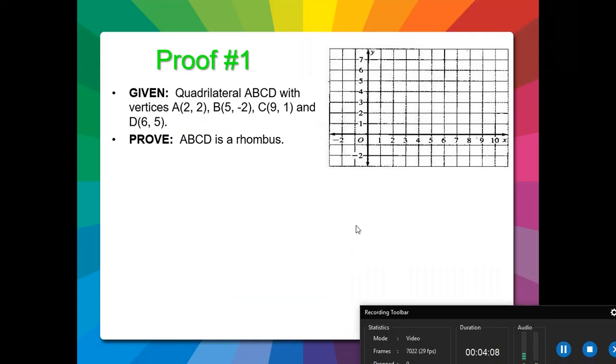In our first proof, we're given quadrilateral ABCD. They provide 4 vertices, so I think at this point it's helpful to graph those 4 points. Please use your straight edge, and you can pause the video if you want to get this graphed and labeled before we move on.